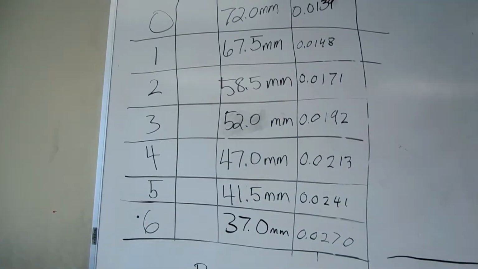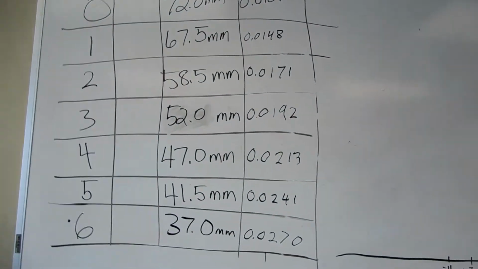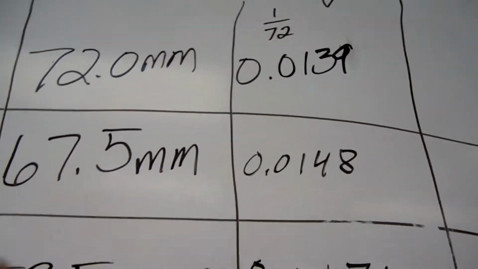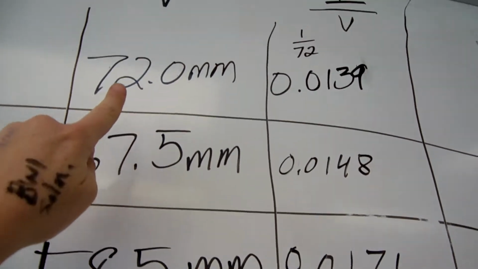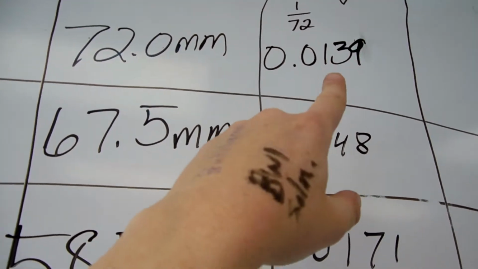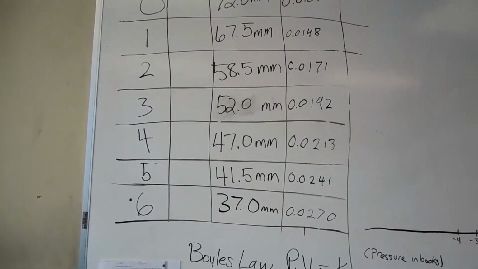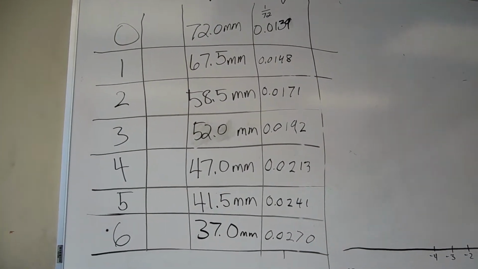And so we collected our data, and then we found the inverse. So basically, the gas column started out at 72 millimeters. 1 over 72 is this little fraction here, this decimal. And so we found the inverse for all those and filled our chart in. And here's the chart you'll need for the worksheet.